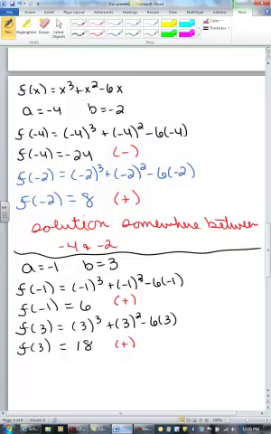So we can't say that there's not a zero, but we can say that the intermediate value theorem doesn't allow us to determine if there is or not. So you would have to verify graphically as well.